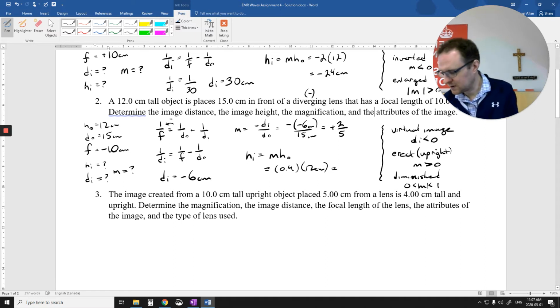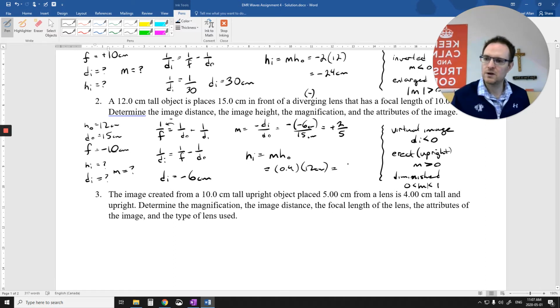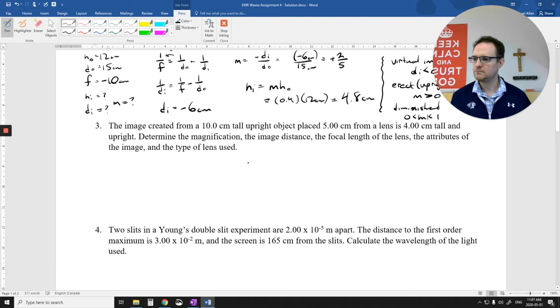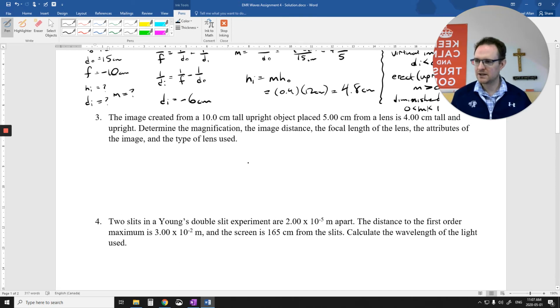So this times 12, we get 4.8 centimeters. There we go, looking pretty good. Here's another one. An image is created from a 10 centimeter tall object placed 5 centimeters in front of the lens, is 4 centimeters tall and upright.